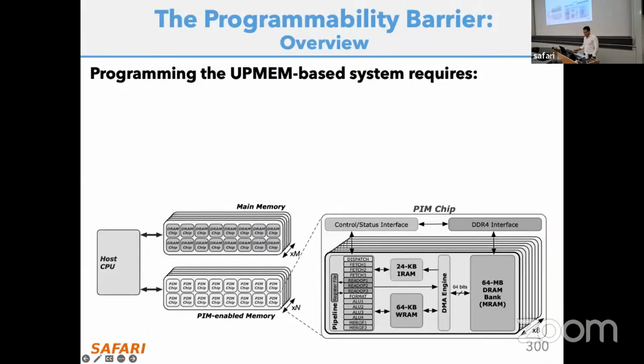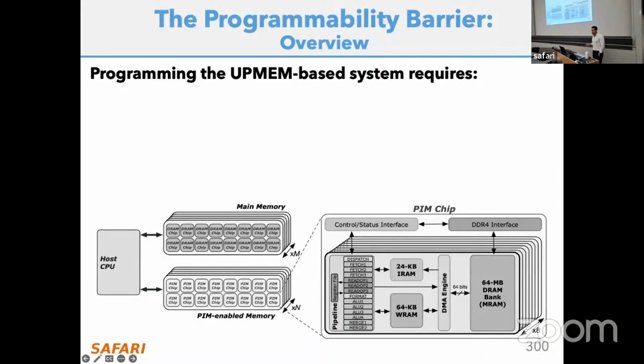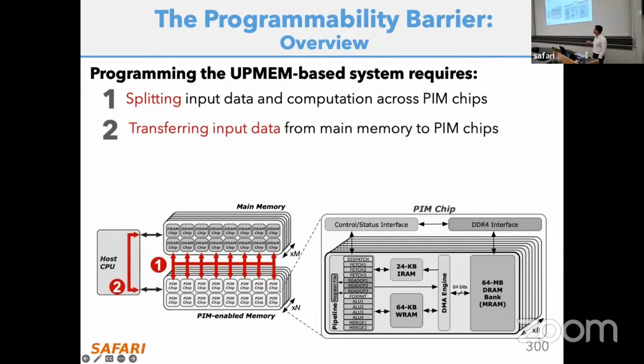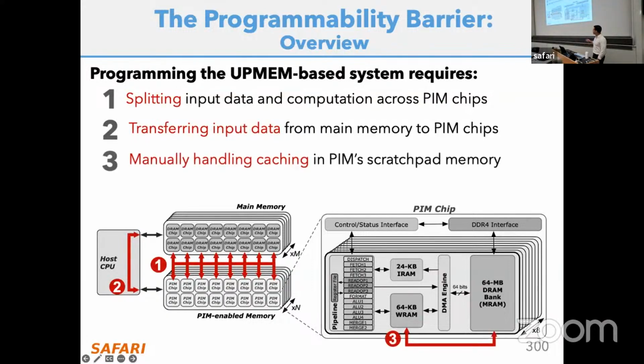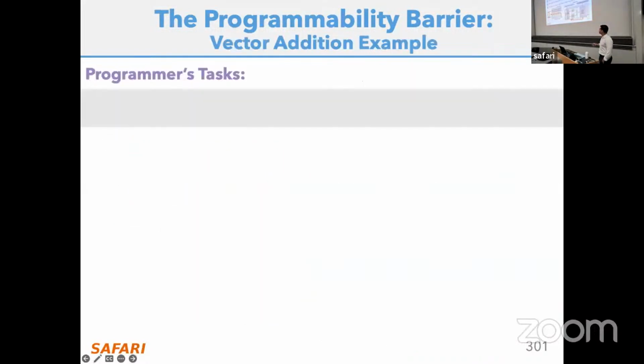So that was the main thing. As you saw, programming these DPU systems requires you to do a bunch of stuff. You need to split the data across the different PIM kernels. You need to manually transfer the data between the DPUs and the host memory. You need to manually handle caches between the MRAM and the WRAM, and you need to manually transfer your output data from PIM chips to main memory.